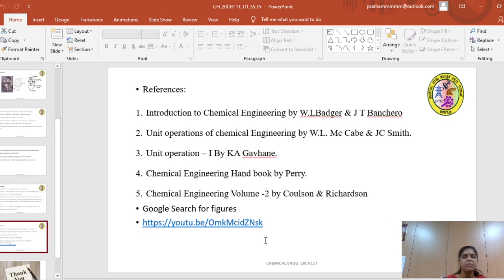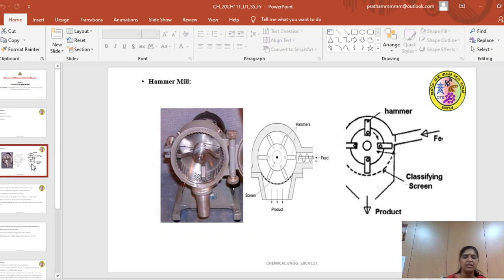So the Google link has been given for the video to observe and understand how exactly it works. This is a nice video that has been given in the link. You can go through the video. I think you have understood the hammer mill, the construction part, and the working part of it.